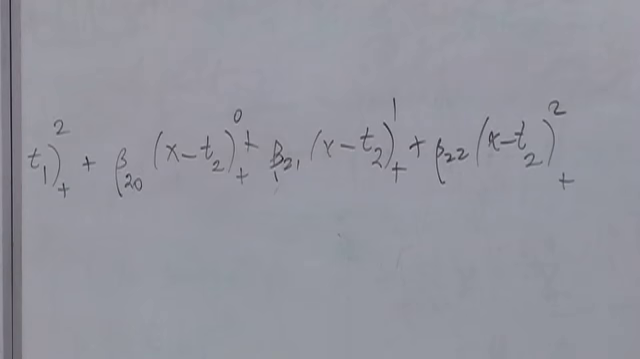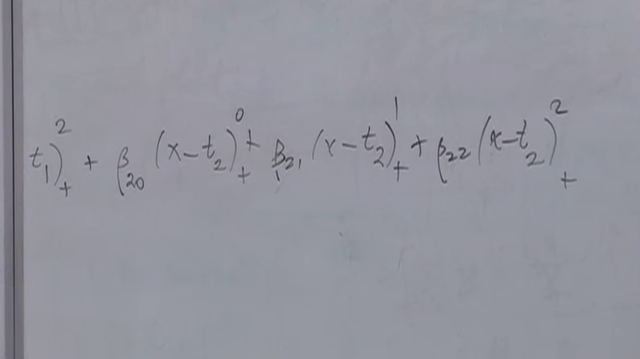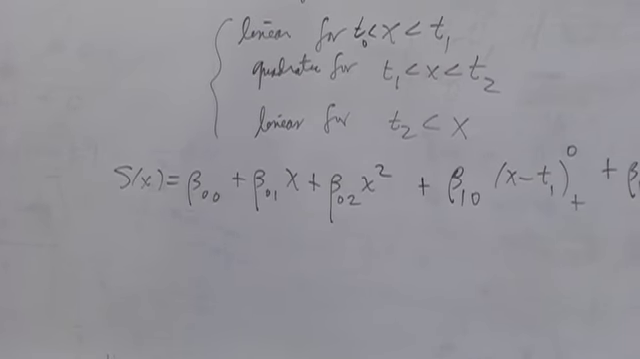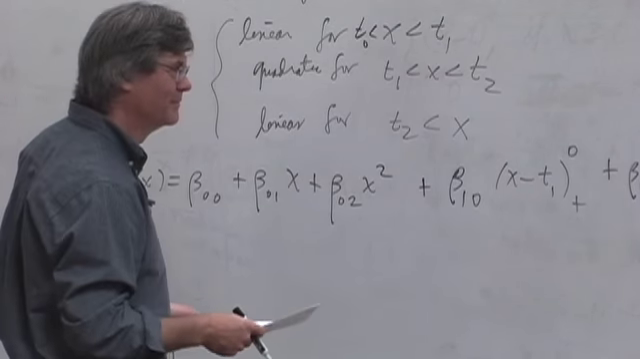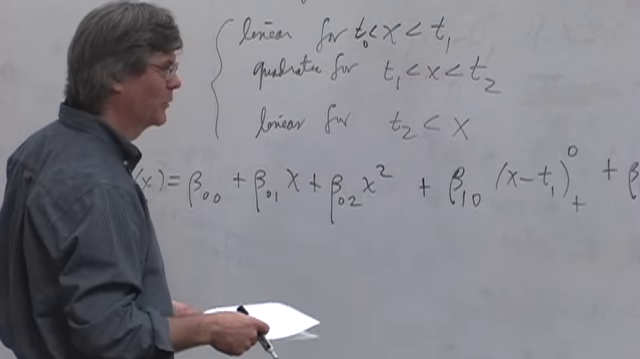I don't know how you do splines with more than one variable. I haven't thought too much about it. Pasting surfaces together would be kind of a pain, I imagine. Okay. So we're definitely working in one dimension here.